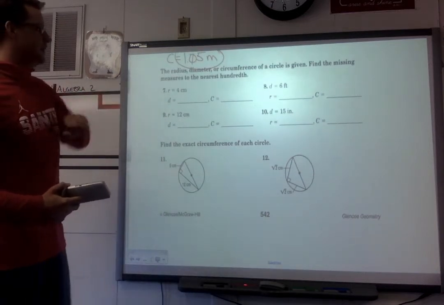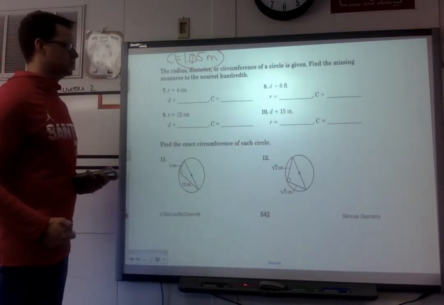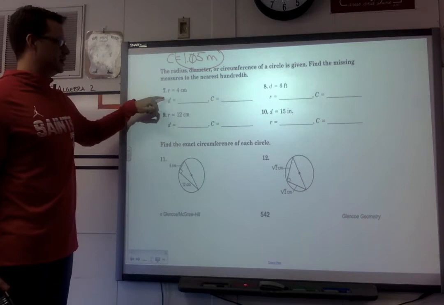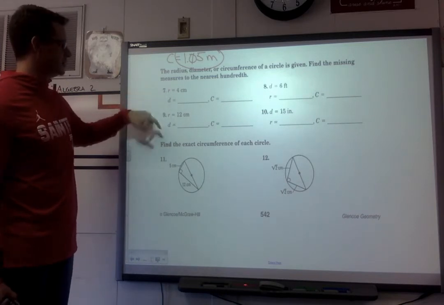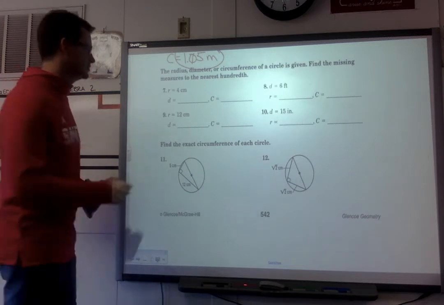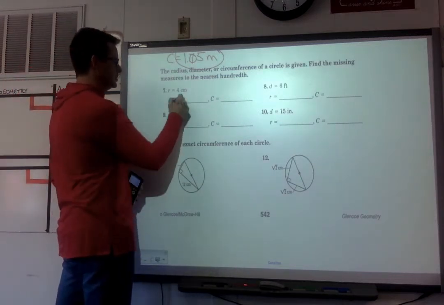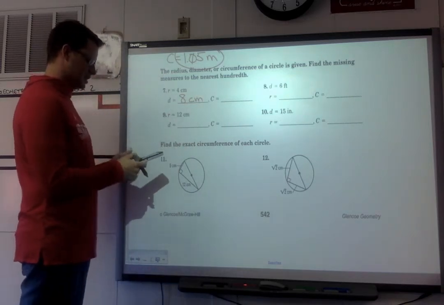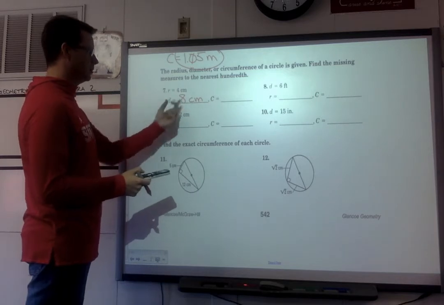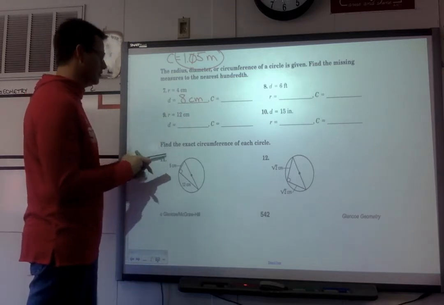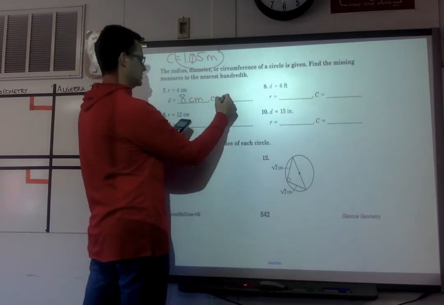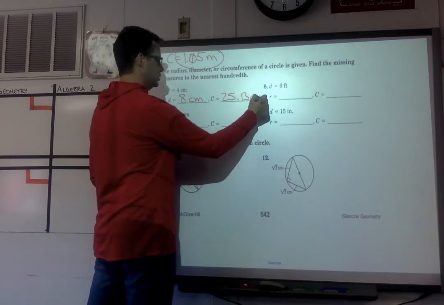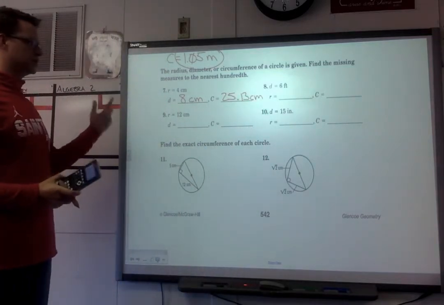So now, the radius, diameter, or circumference of a circle is given. Find the missing measures to the nearest hundredth. So here, on number 7, we're given the radius. We have to find the diameter and the circumference. So if the radius is 4 centimeters, our diameter is 8 centimeters. Circumference, we can either do 2 pi r or pi times diameter. I'm going to go ahead and do the diameter of 8 times pi, which gives me a circumference of 25.13 centimeters.